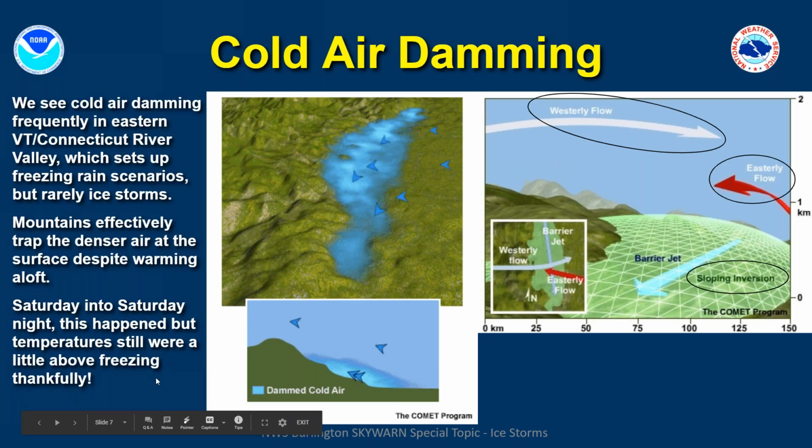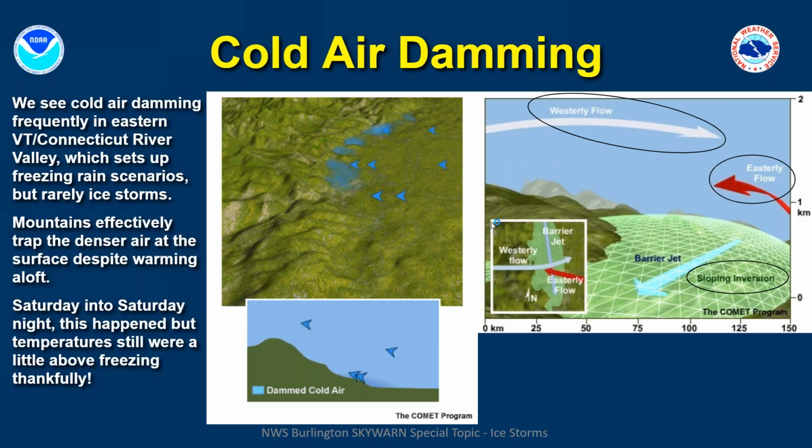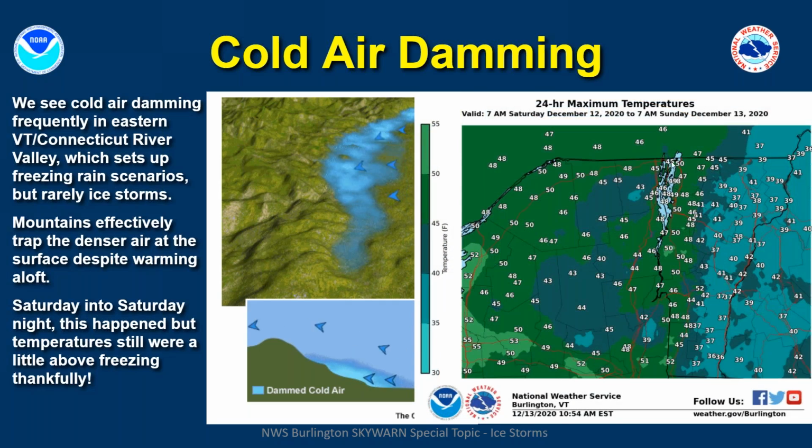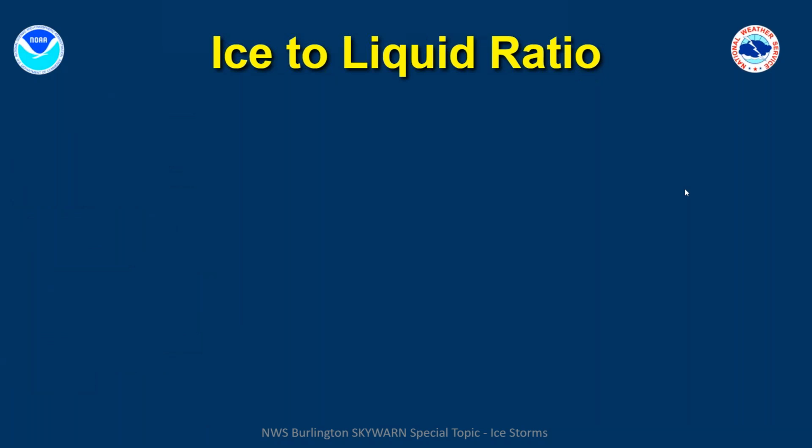just above freezing in eastern Vermont, as you can see in our daily climate map, in which the maximum temperatures on Saturday, December 12th, showed the stark difference, basically 10 to 15 degrees lower maximum temperatures east of the Green Mountains compared to elsewhere in the North Country.